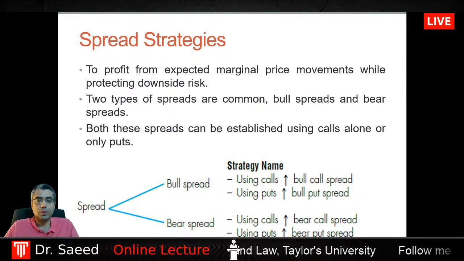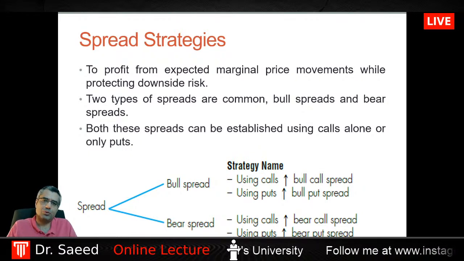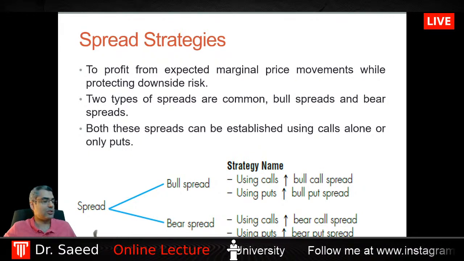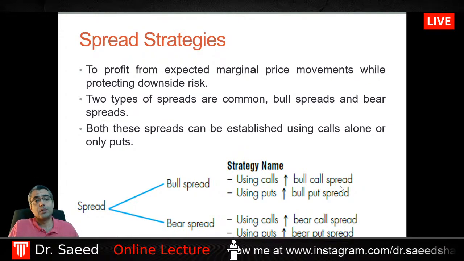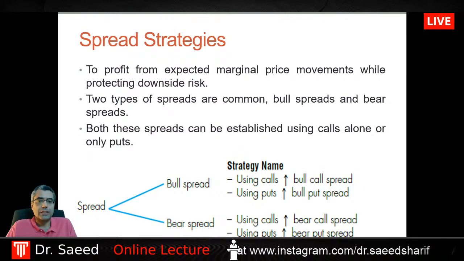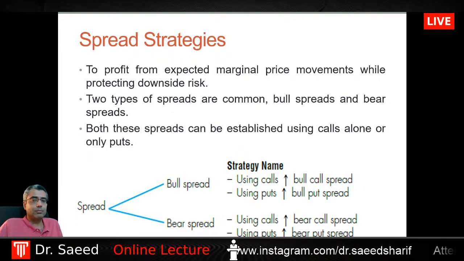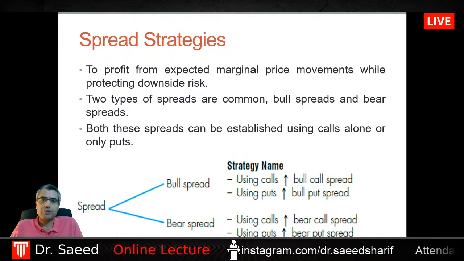Now, the third group of strategies, spread strategies. To profit from expected marginal price movements while protecting downside risk. This is for speculators. Some speculators use these spread strategies, and there are two types of spreads, bull spreads and bear spreads.